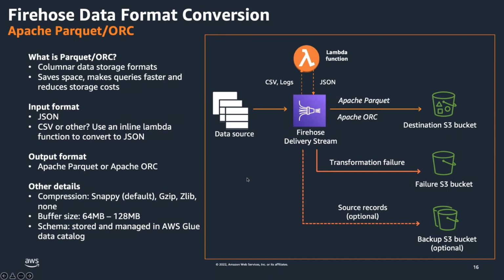Firehose has extra options in addition to delivering data to the destination bucket that you choose. Firehose can deliver any failures. Let's say a packet has a malfunction or the transformation process is not completed successfully, then Firehose will send that transformation failure, or the records that failed from the transformation, to a failure S3 bucket.